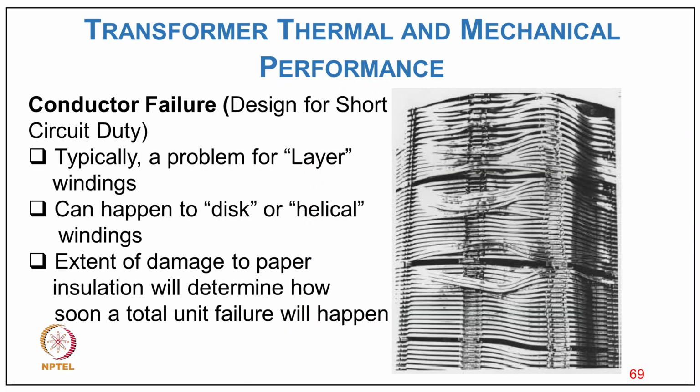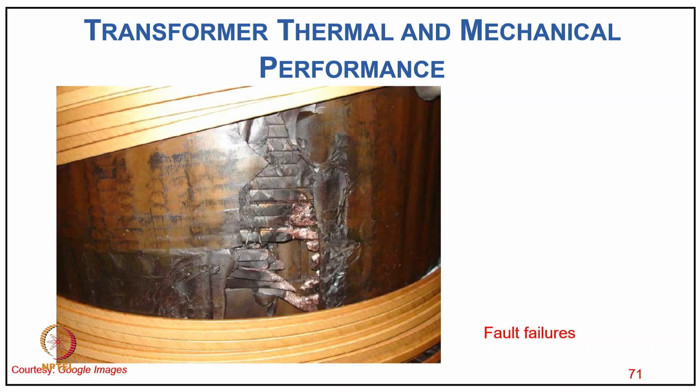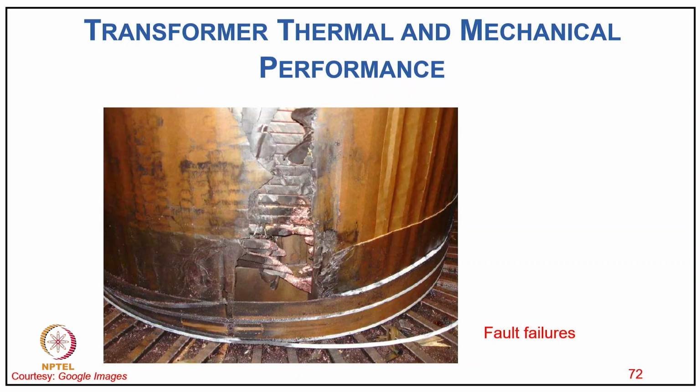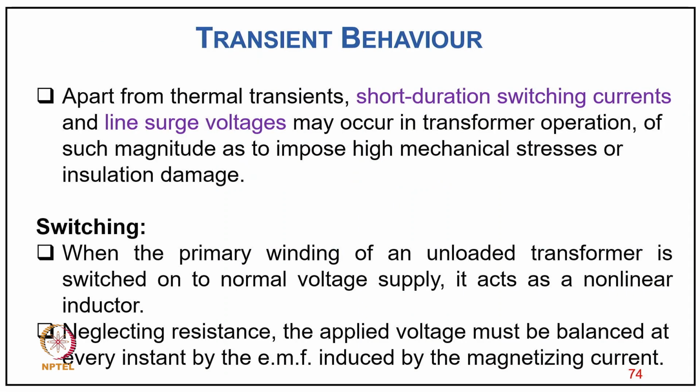So typically you can say how it causes the conductor telescoping failure because of the short circuit duty, and a problem of layer winding can happen to disc or helical winding also. The extent of the damage to paper insulation will determine how soon a total unit failure will happen, and you can analyze the fault failures, as you can see how the winding is blown or burned in different kinds of windings. Now coming to the transient behavior of the transformer.